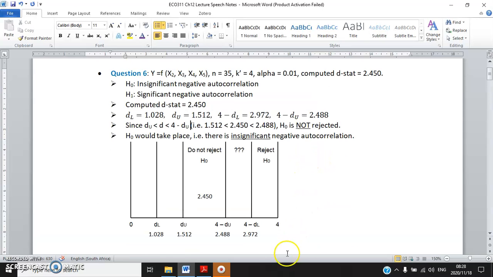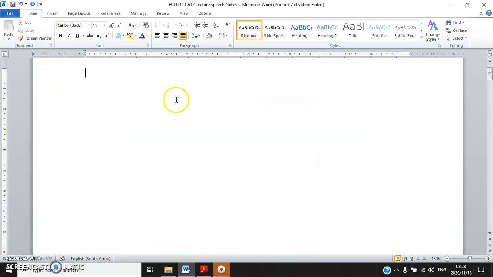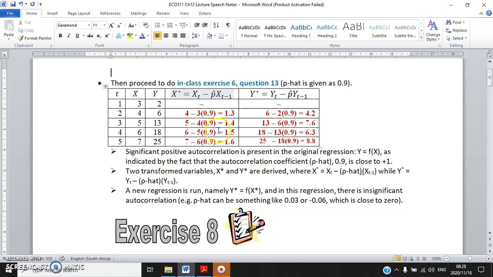Okay. And then the last part is the remedy, which is the GLS, generalized least squares. And then I can make use of this table to aid the explanation. So this is the original regression, y as a function of x, and then I assume there is significant, let's say, positive autocorrelation, because by running the regression, residuals as a function of residuals lagged by one period, we derive the autocorrelation coefficient rho hat as 0.9, which is very close to +1.